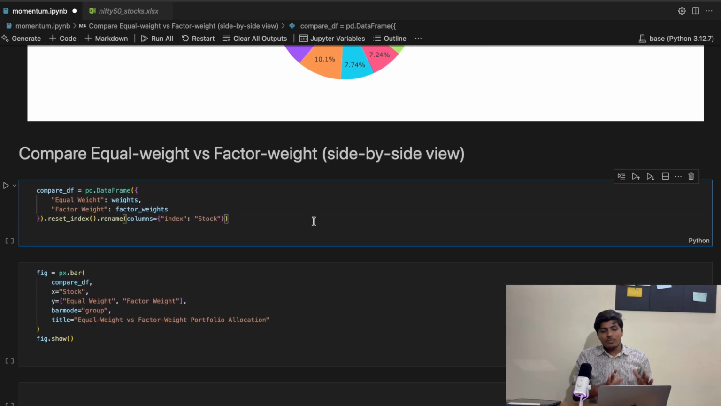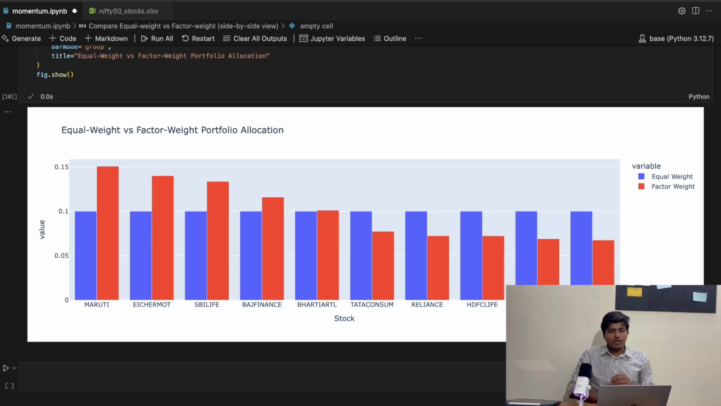Let's compare these two portfolios, the equal-weight portfolio and the factor weight portfolio, and let's see how it looks when we are putting them side by side. Okay, so a few stocks are having a higher weight than the equal-weight portfolio, and a few stocks are having a lower weight than the equal-weight portfolio. I hope this makes sense how you can build a portfolio of n stocks. I am taking n as 10 here, and then building different types of portfolio based upon the requirements from the risk management perspective.